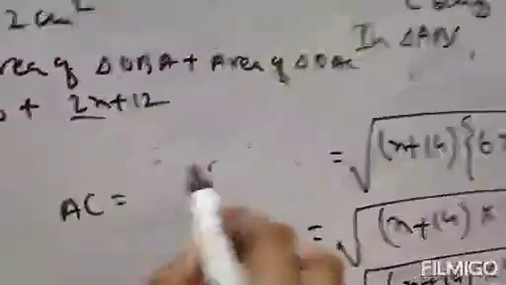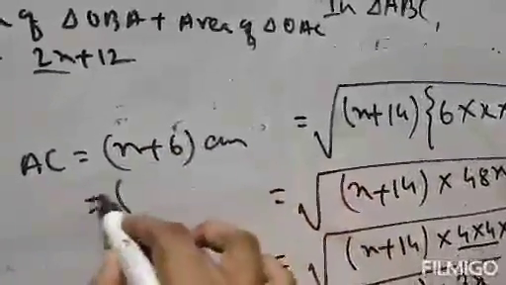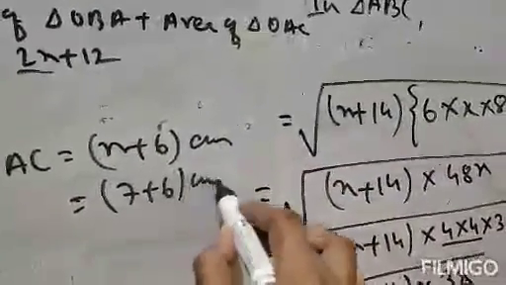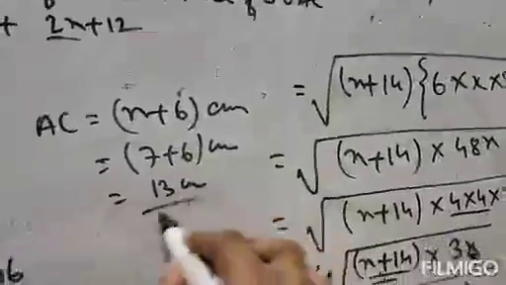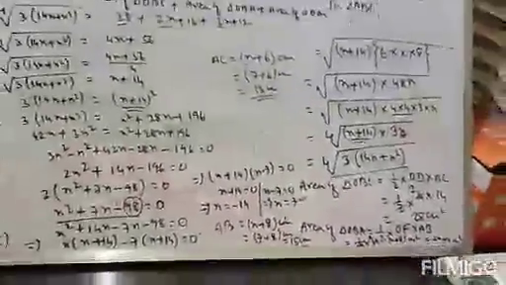And AC. So AC is x plus 6, that is x plus 6 centimeter. So x is 7, 7 plus 6 is 13 centimeter. So 13 centimeter and 15 centimeter is the answer. The question was to find the length of AB and AC.